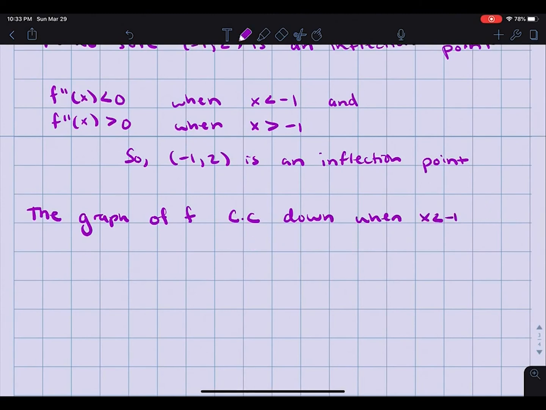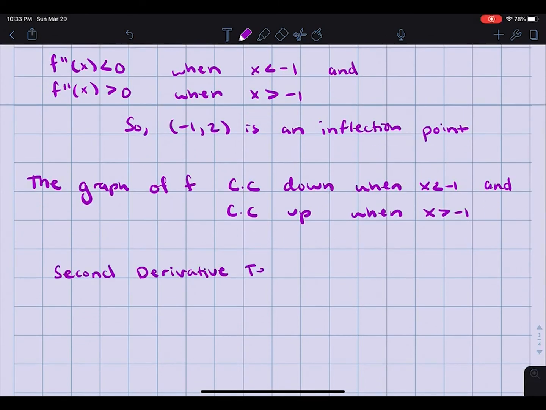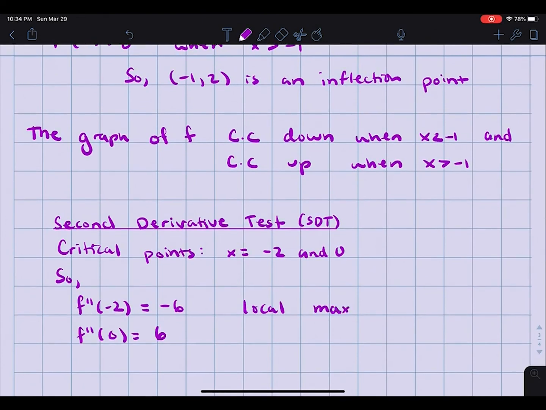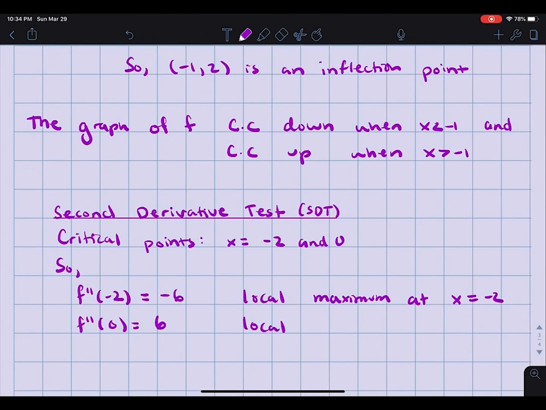We will now use the second derivative test to classify the critical points we found before. Since we've already done the first derivative test, this step is not strictly necessary, but we're going to do it anyway, since we haven't actually seen the second derivative test used in an example. Notice that f double prime of -2 is negative. That makes it a local maximum. F double prime of 0 is positive, which makes it a local minimum.